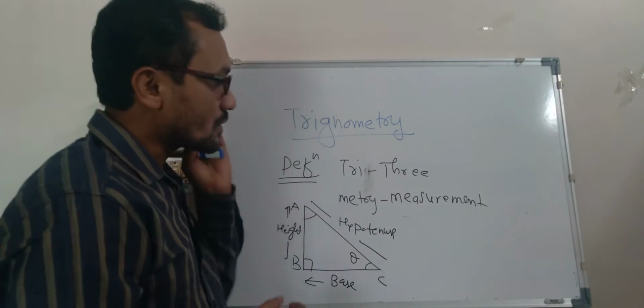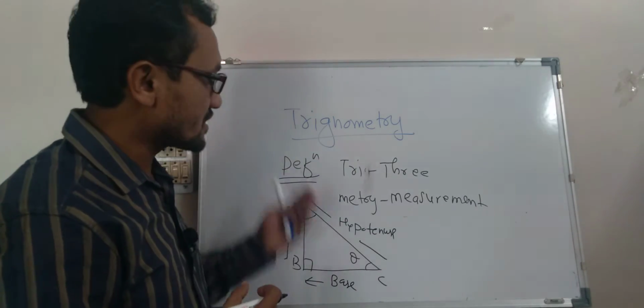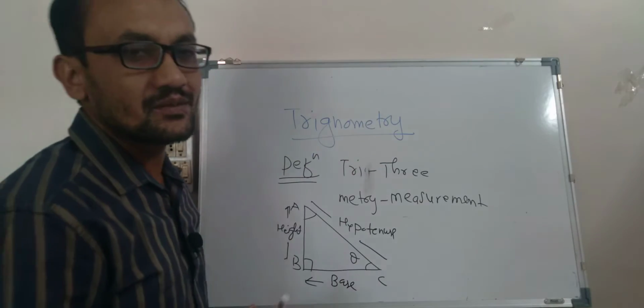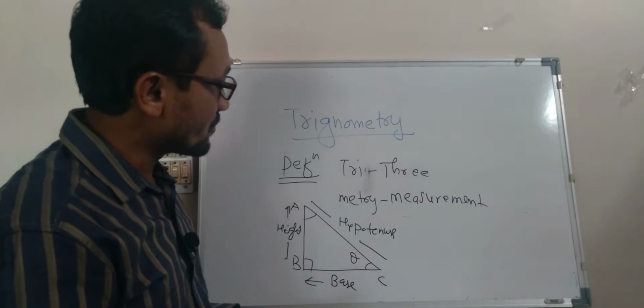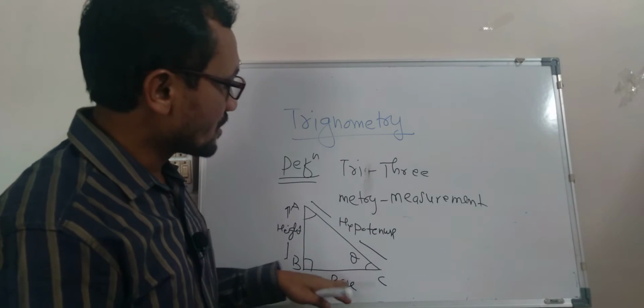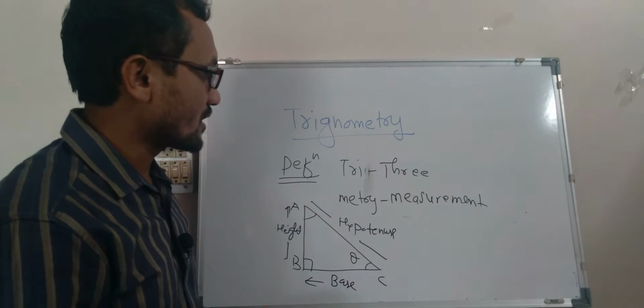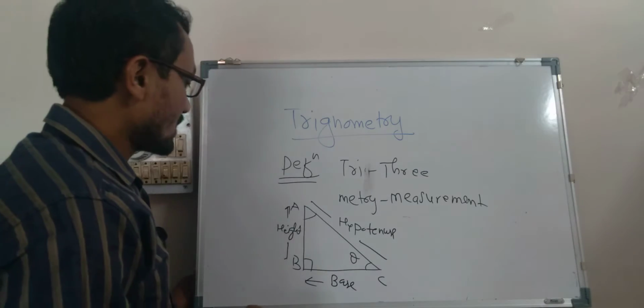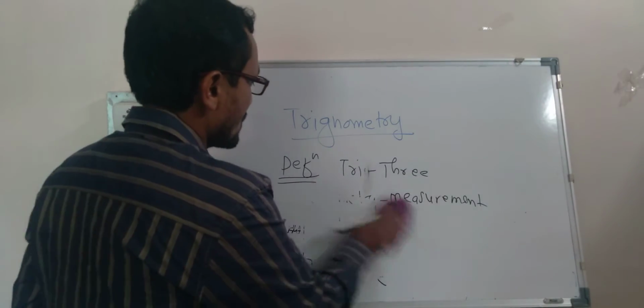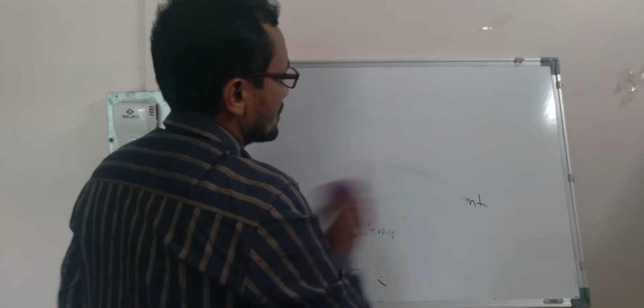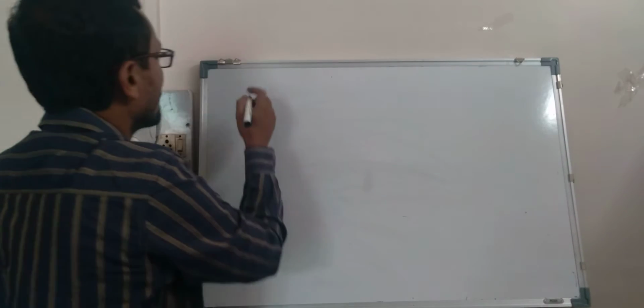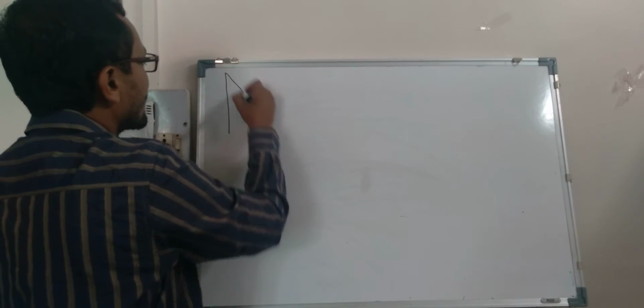Whenever we have such relations, all these relations make the whole science of trigonometry. We will see one by one all the ratios of trigonometry, which give us the proper relationship of theta and all the sides of this triangle. So let's start with our first trigonometry ratio, sin theta. Basically there are 6 trigonometry ratios. One by one we will see all the ratios.